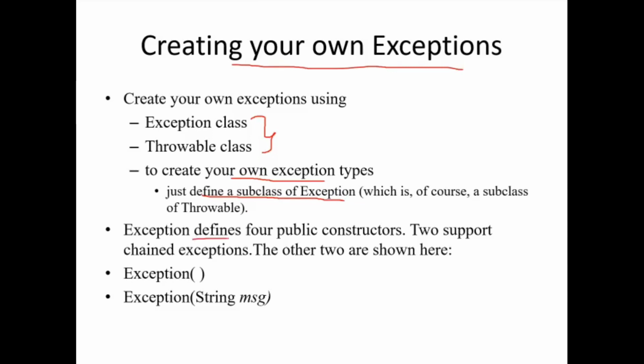Exception defines four public constructors. Two constructors we have already seen, and those two are used in chained exception. The other two are: Exception without an argument, and Exception with one String argument. The other two are Exception with a Throwable instance, and Exception with a String comma Throwable instance. So in total, four constructors are there in the Exception class.